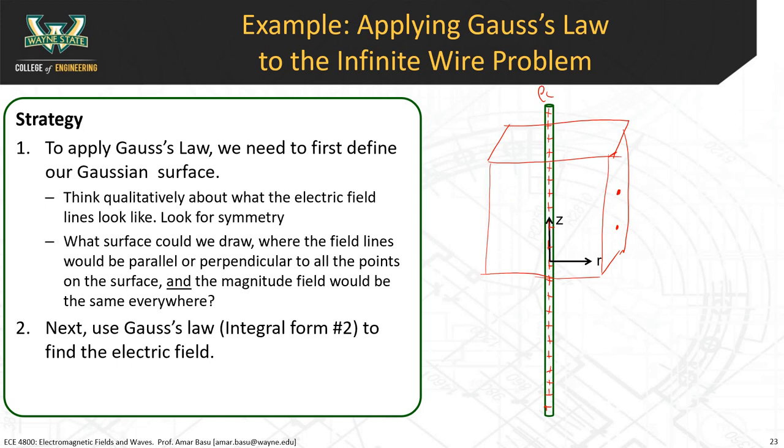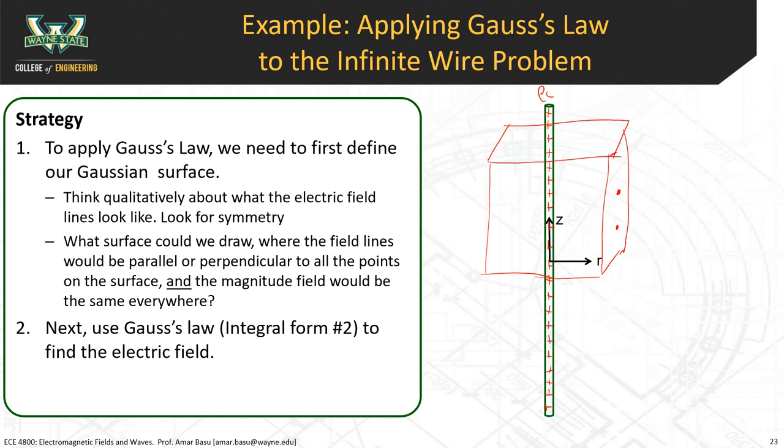So if I were to draw this surface here, these two points here, are these two points going to have the same electric field? They're the same distance away from the cylinder. They will. We found in the last problem that the electric field is basically proportional to how far away you are from the line of wire.